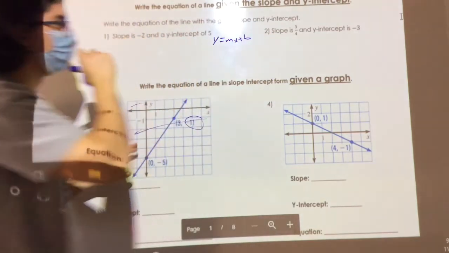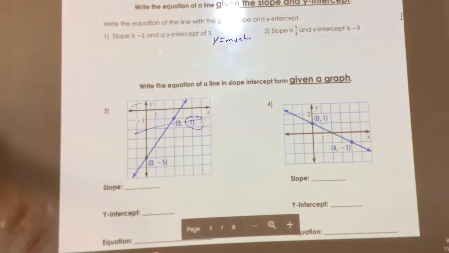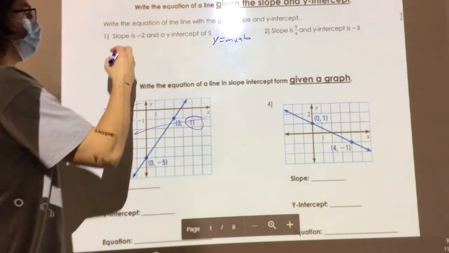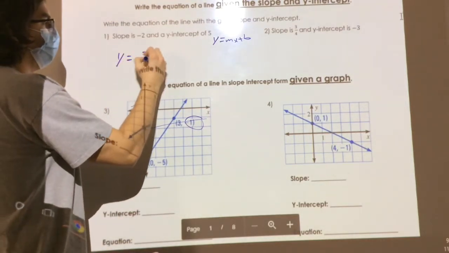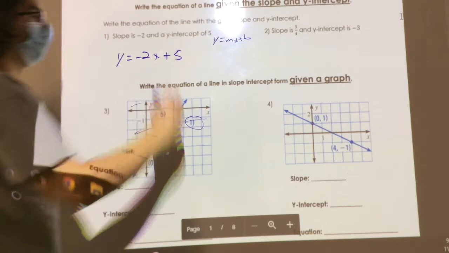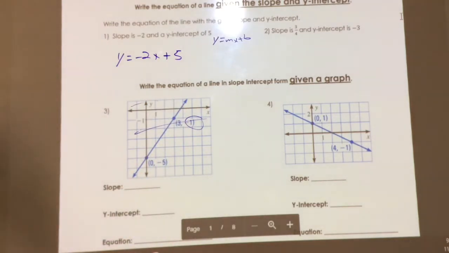It's on your paper. How would I put number 1 into slope-intercept form? Kendall, what do you think? Can you help me with that one? Writing that first one in slope-intercept form. Jackson, go ahead. Tell me. Y equals negative 2x plus 5. Beautiful. Wonderful, Jackson. Excellent. Questions for Jackson on that one?